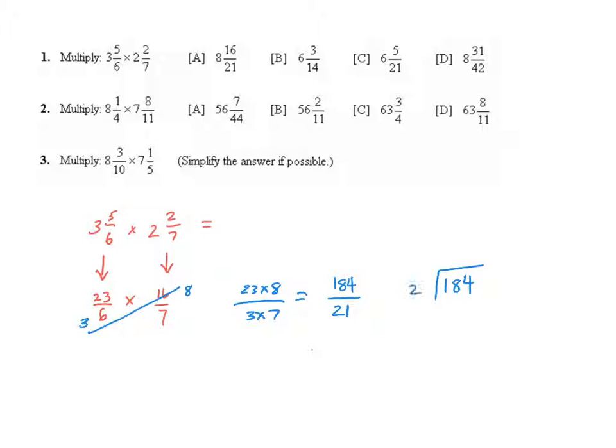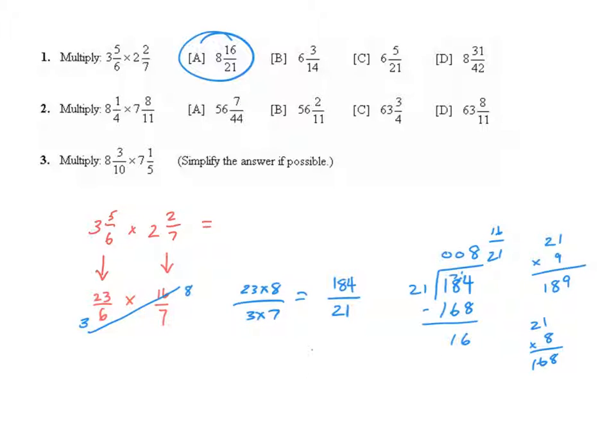184 divided by 21. 21 does not go into 1 or 18. I'm going to estimate that it goes in 9 times to 184 because 10 times 21 is 210. Let's check that. Oh, that's a little bit too much. So let's try 8 times. 8 times 21 is 168. So if we do some regrouping now and subtract, we get a remainder of 16. So we have 8 and 16/21, which is A.